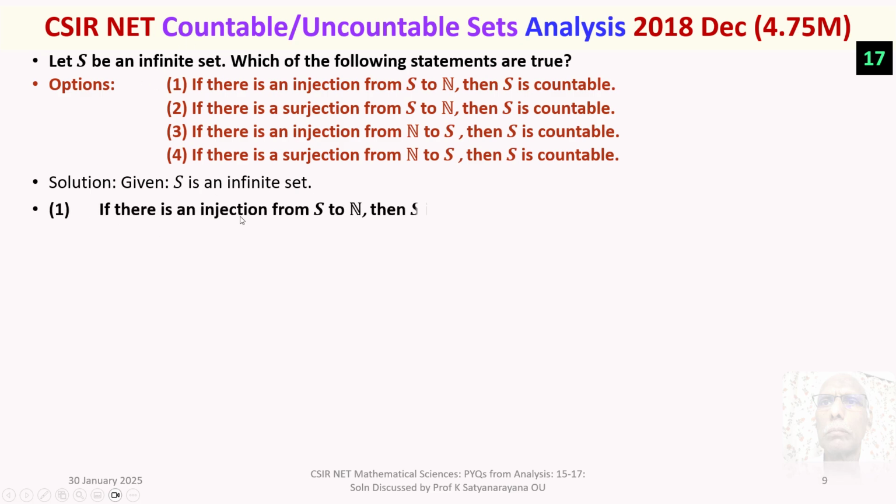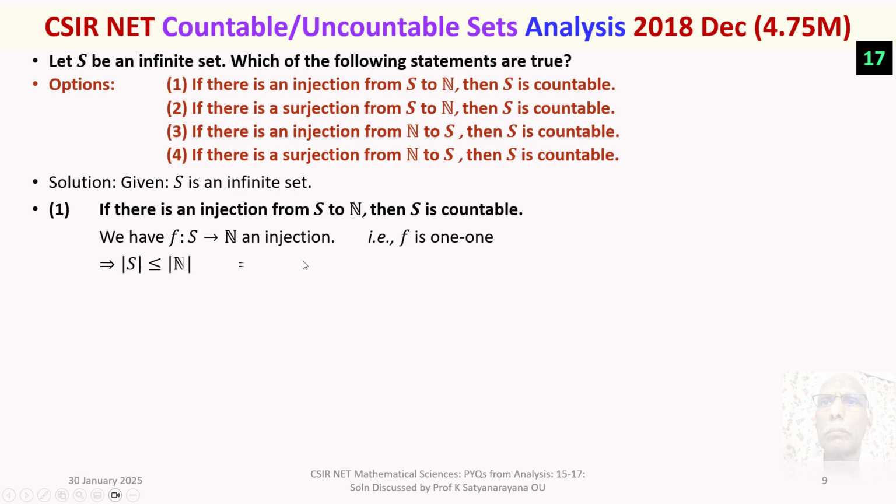If there is an injection from S to N, then S is countable. We have, let us say, a function f, S to N, an injection. Injection means f is 1-1. When f is 1-1, the cardinality of S is less than or equal to the cardinality of N. That is, the cardinality of S is less than or equal to N. Cardinality of N is ℵ0.